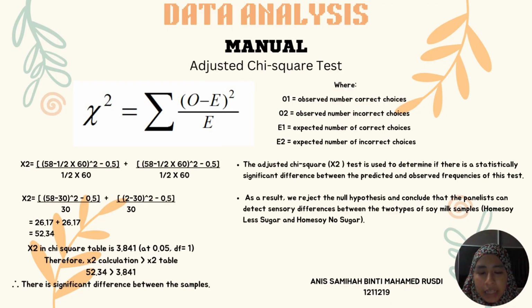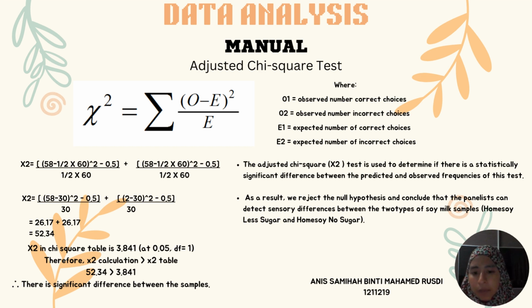Now let's move to data analysis. First, we manually used the adjusted chi-square test. The formula is X squared equals the summation of (O minus E) squared over E, where O is the observed number of correct and incorrect choices, and E is the expected number of correct and incorrect choices. Then we inserted the data that we observed until we got 26.17 plus 26.17 equals 52.34.